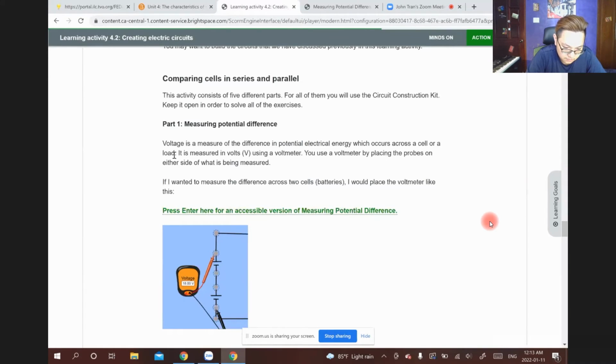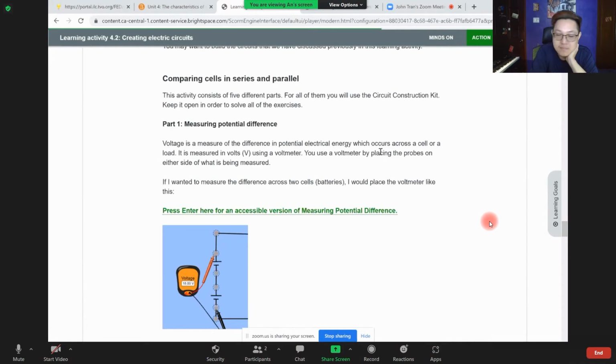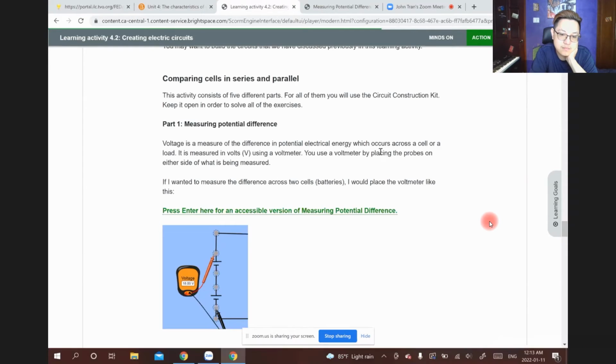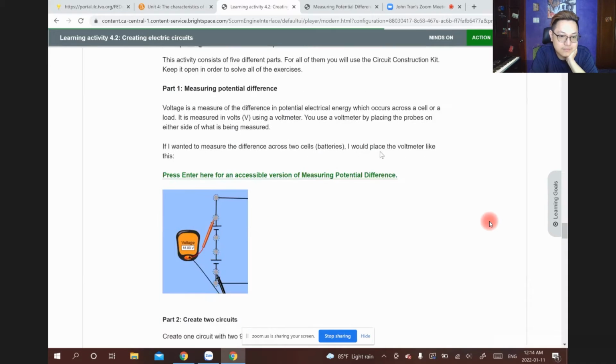Part 1. Voltage is a measure of the difference in potential electrical energy which occurs when a cell or a load. It is measured in volts using a voltmeter. You can use a voltmeter by placing the probes on either side of what is being measured. If you want to measure the difference across the cell batteries, place a voltmeter like this.